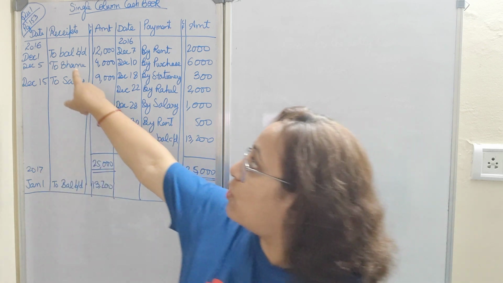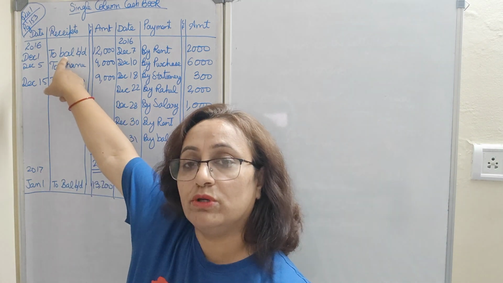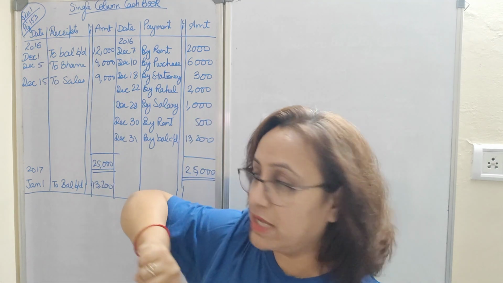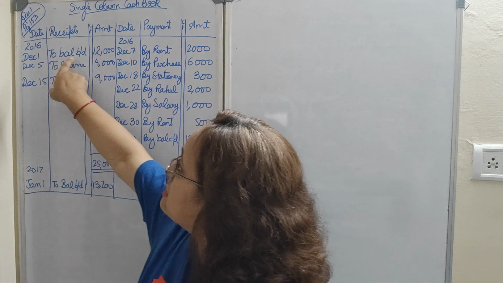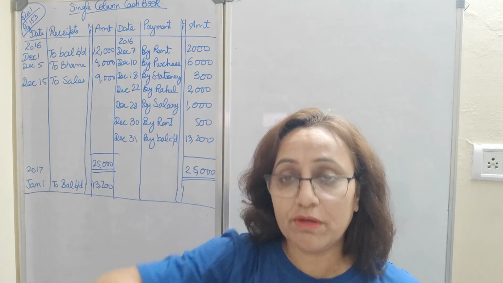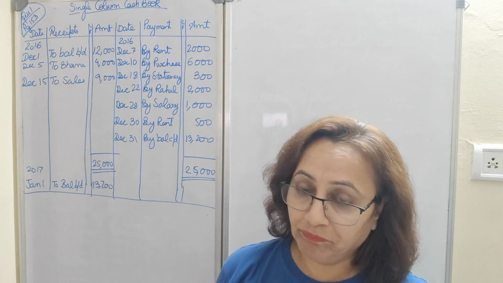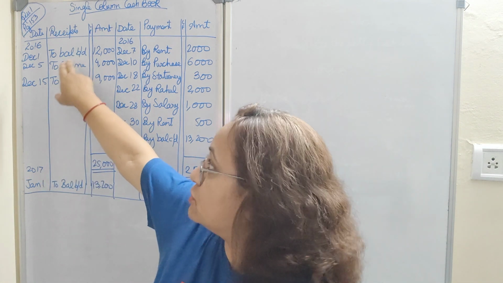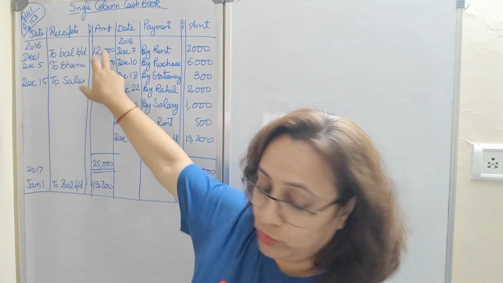The opening balance is always written on the debit side, because the cash book always starts with the debit balance, right? So the balance in my hand is to balance brought down. Brought down why? Because it is brought down from the previous accounting year. Okay, so with this balance I am going to start my cash book. So to balance brought down 12,000.